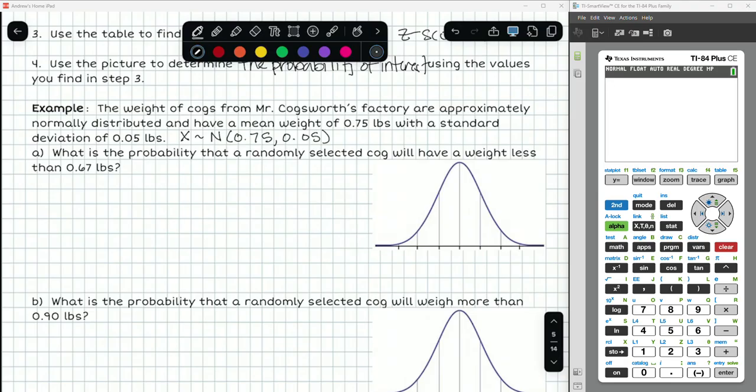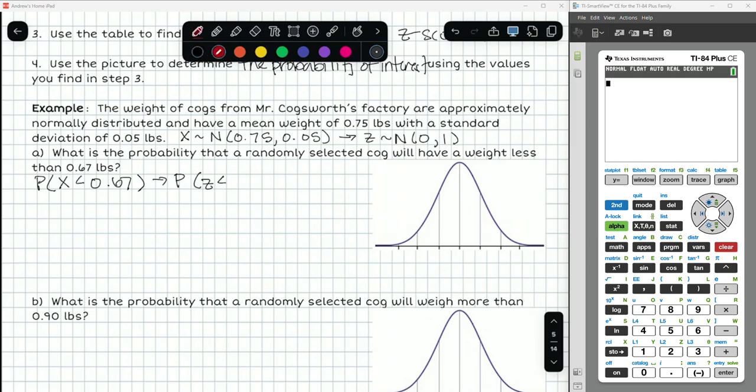It says, what is the probability that a randomly selected cog will have a weight less than 0.67 pounds? And I know I don't want X, I want Z, because Z follows a normal with a mean of 0, standard deviation of 1. I know how to deal with that. So I want the probability that a cog will have a weight less than 0.67. I'm going to convert that to Z is less than, and I need to figure out what that Z is.